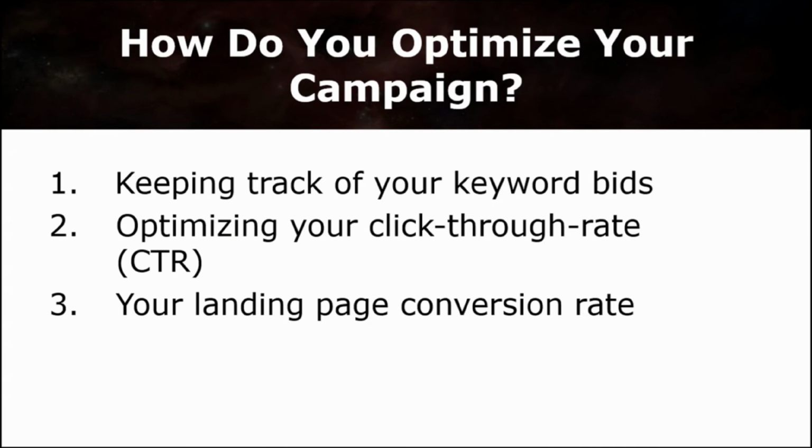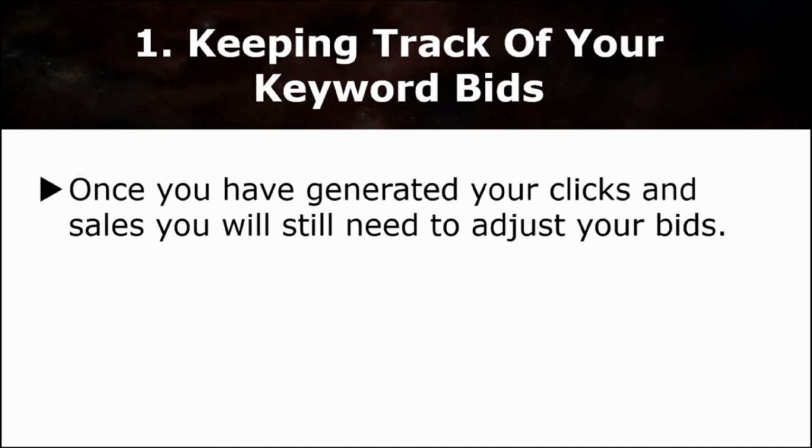The 3 methods are keeping track of your keyword bids, optimizing your click-through rate, CTR, and 3, your landing page conversion rate. First, keep track of your keyword bids. Once you've generated your clicks and sales, you'll still need to adjust your bids. If your keywords are generating profit, but you're still not ranked as the top campaigner, then you should continue to raise your bidding price. However, if your keywords are not generating any profit, you would eventually have to lower your budget in bidding or pause the campaign to improve your game.